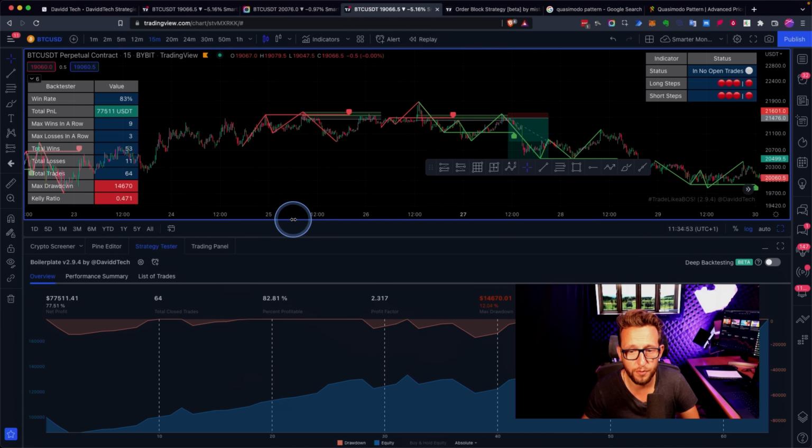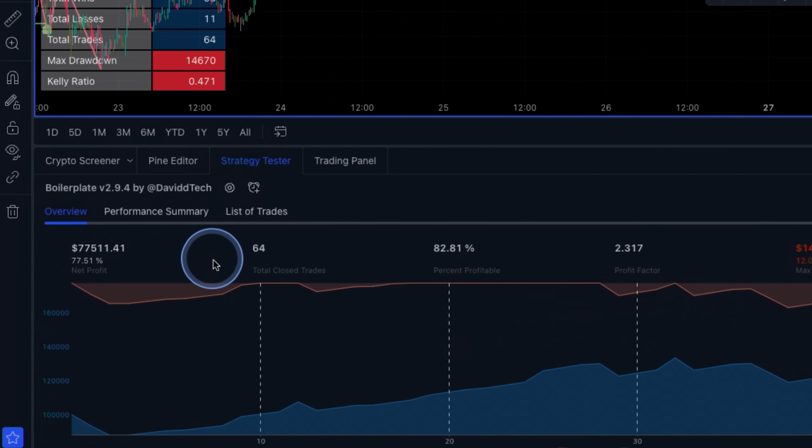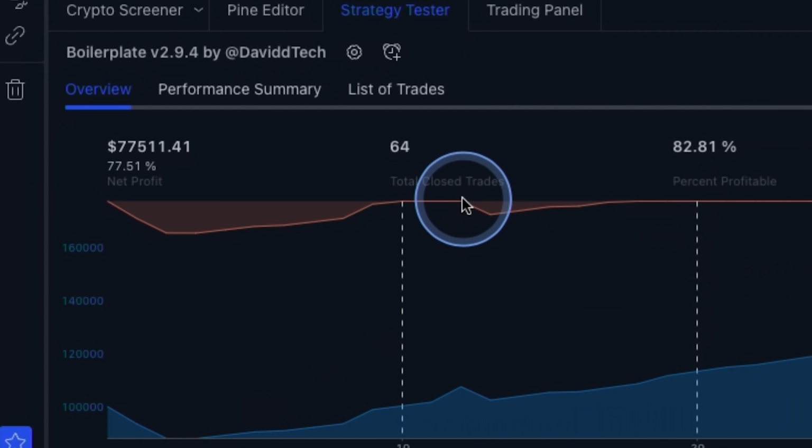Okay, on the overview on BTC USDT, we have 64 trades, which isn't a huge sample of trades, but it's a good start for us to start back testing.